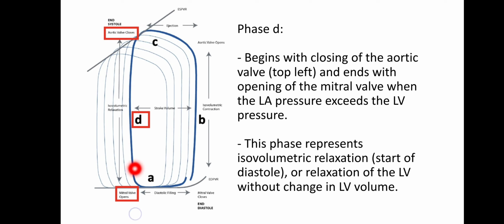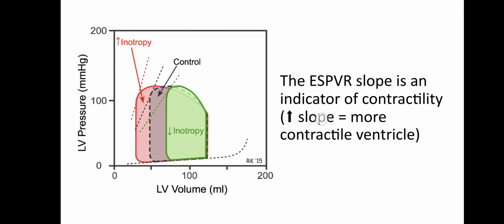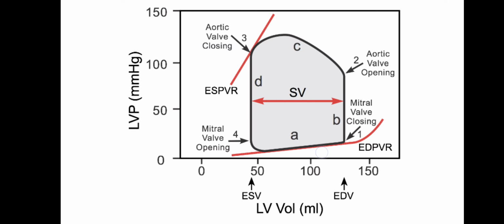As the pressure of the LV decreases, there comes a point when the LA pressure exceeds the LV pressure. That will cause the mitral valve opening, and this cycle will repeat itself. So this is the pressure volume loop. I hope you have got an insight of the pressure volume loop.